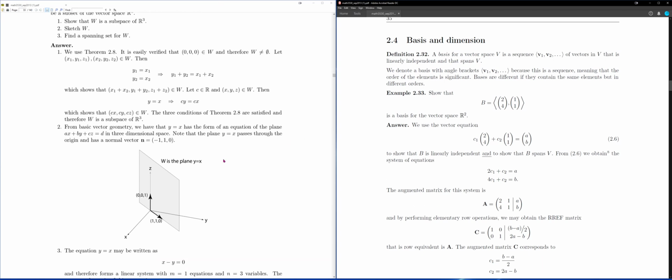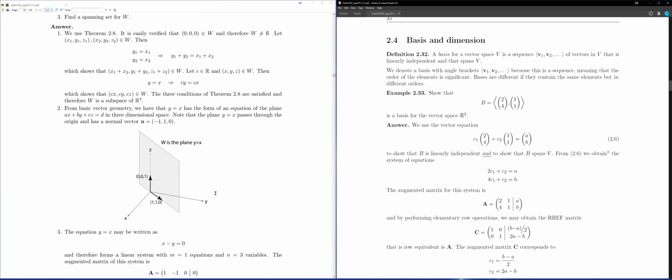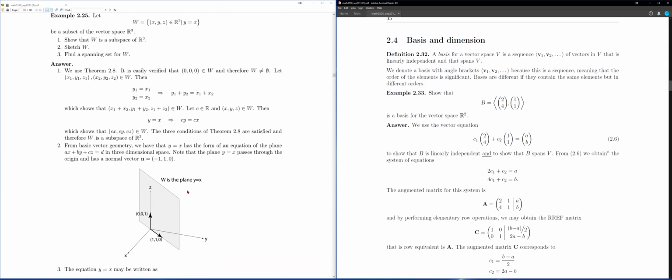Okay, so to give you an idea of what a basis is, let's recall this question that we did previously in the last lecture. I have a vector space which is R3, three-dimensional space, and I looked at a specific subspace of R3, which is this plane y equals x. Now recall that a subspace is a subset that is itself a vector space.